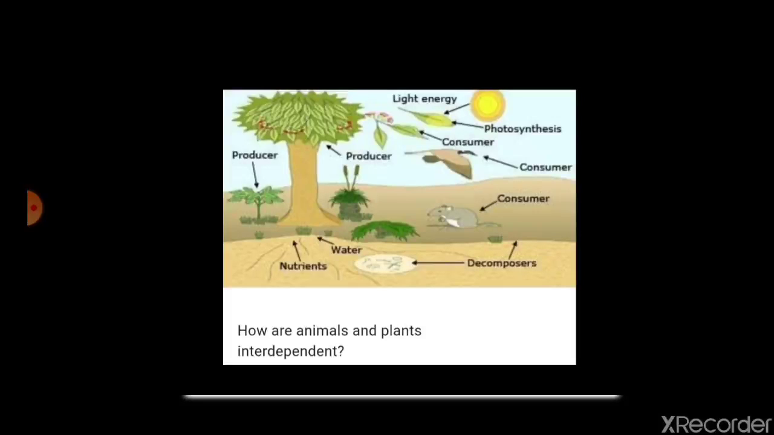Animals such as squirrels, monkeys, some birds and insects depend on plants for shelter. Plants are dependent on insects such as butterflies and honeybees for pollination. Animals also help plants in seed dispersal. Plants provide us many useful products such as rubber, cotton, wood, which we need in our daily life.